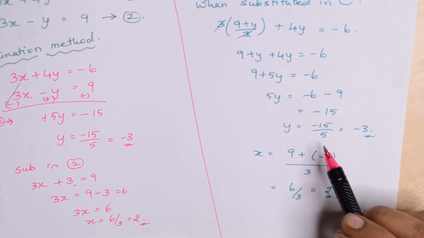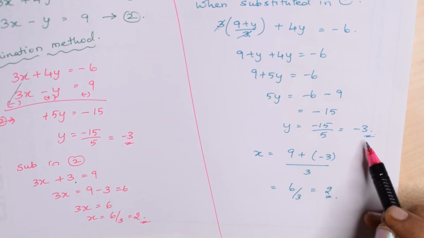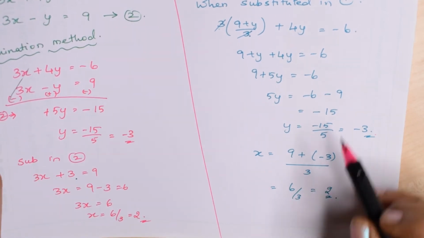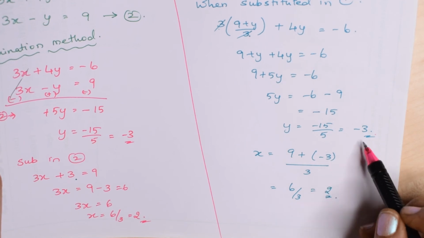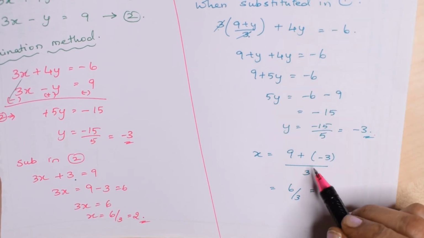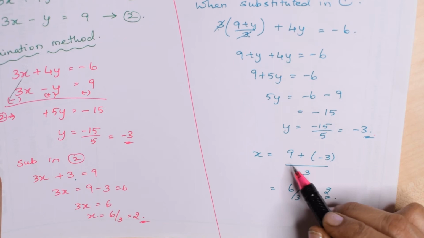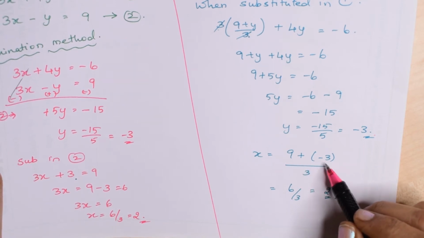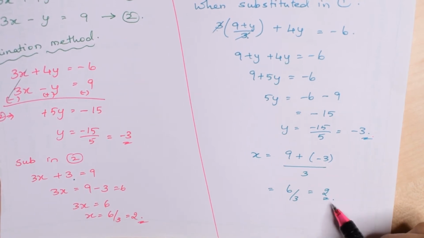Y is equal to minus 15 by 5, and that's equal to minus 3. And I'm using it here. In the place of y I am using minus 3, so 9 plus minus 3 by 3. I have to subtract here. So 9 minus 3 is 6, 6 by 3, and that is equal to 2.